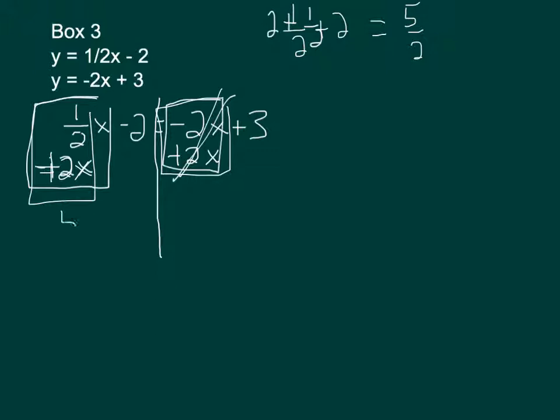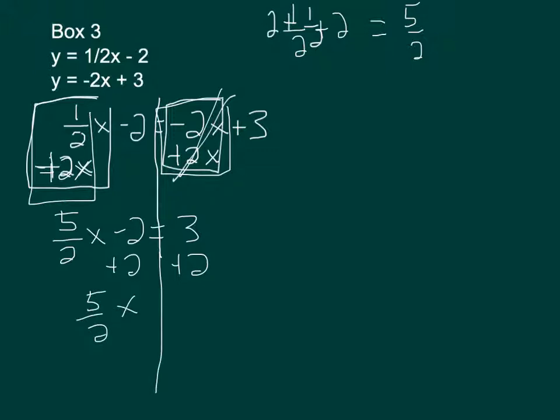Alright, so you get 5 over 2 x minus 2 equals 3. Now it's just a two-step equation. So we're going to add 2 to both sides. So you get 5/2 x. These two cancel out. You get 5 on this side. Now again, don't freak out because there's a fraction there. It's the same as if it was a whole number. You divide both sides by 5 over 2.